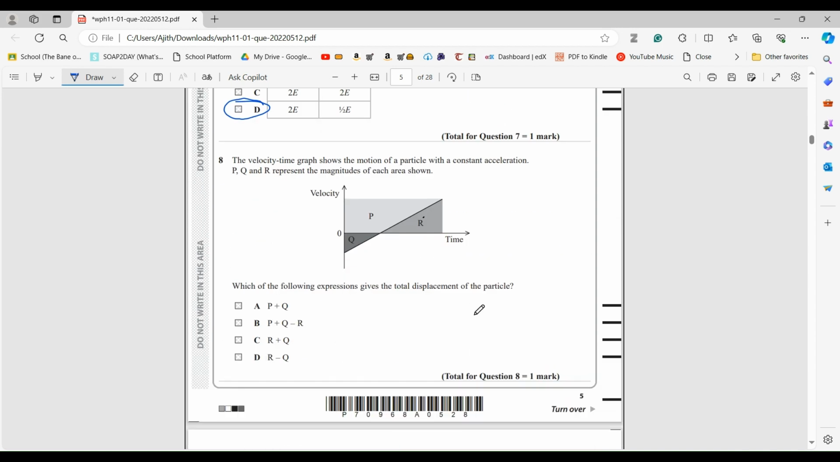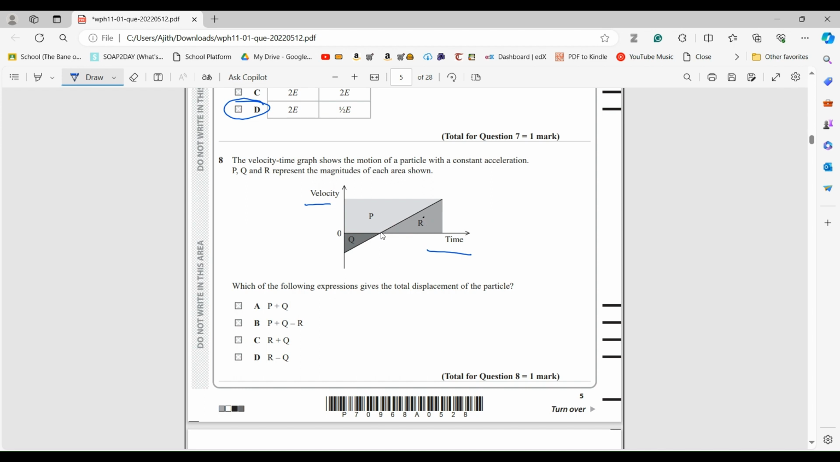The velocity time graph shows the motion of a particle with a constant acceleration. P, Q, and R represent the magnitude of each of the areas shown. Which of the following expressions gives the total displacement of the particle? Now, this is a velocity time graph. The area under the velocity time graph represents the distance traveled by the object in a particular direction, which we call displacement.